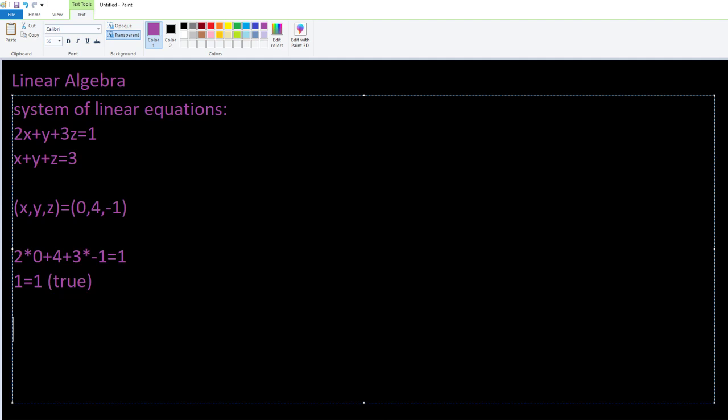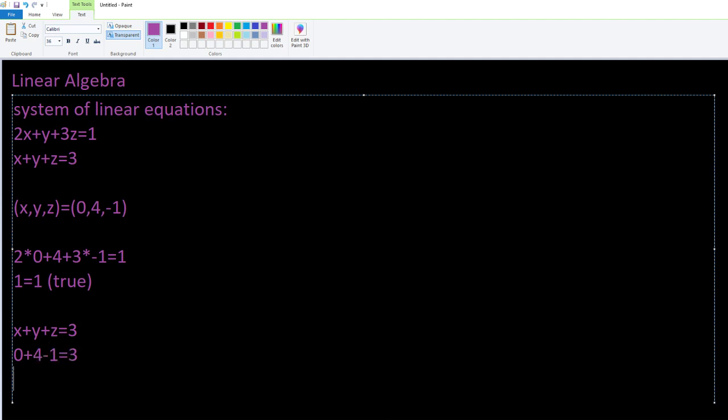Now let's see the other one. For the equation x plus y plus z equals 3, we have 0 plus 4 minus 1 equals 3. 3 equals 3, which is true. Therefore, this vector satisfies both equations in the system of equations. So we can say that the system of linear equations has a solution right here. This is the solution to the whole system.